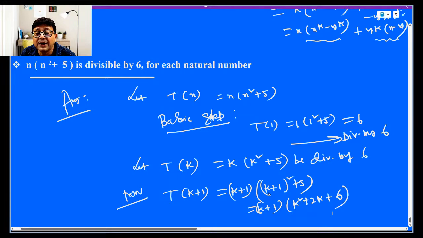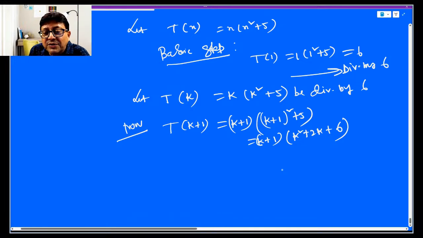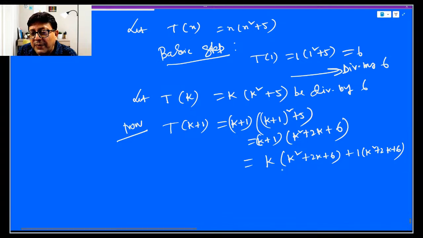Now, how to prove that it is divisible by 6? There is a 6, of course. But have you proved that the remaining term is divisible by 6? Then it is done. We just know that k into k square plus 5 is divisible by 6. So let us try to get that. It is k into k square plus 2k plus 6 plus 1 into k square plus 2k plus 6.